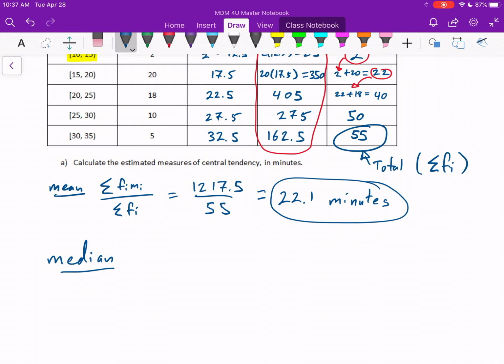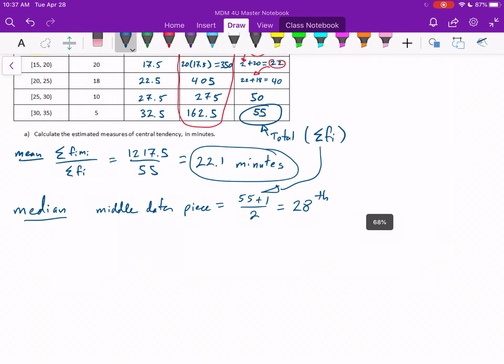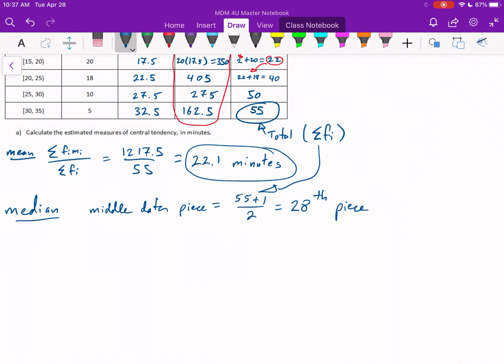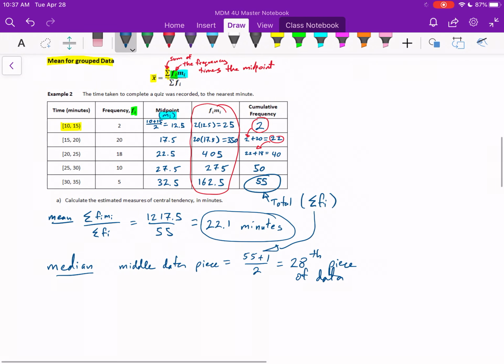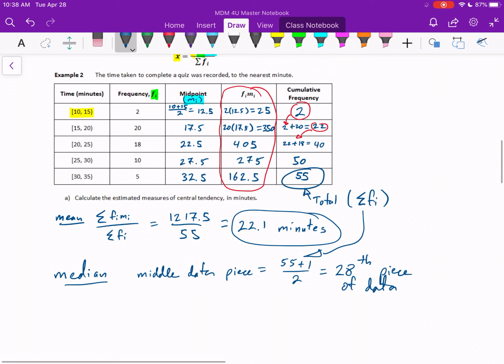So I need to take that 55 from before. The way I can find the middle piece of data is to take the 55 and add 1 to that, so now it's 56, and divide that by 2, that equals 28. That's telling us that we want the 28th piece of data. If I had written out all the numbers, the 28th one would be the median, because there would be 27 pieces of data below it and 27 above it. Add that 28th piece, and that gives me my 55 pieces of data. That's my median.